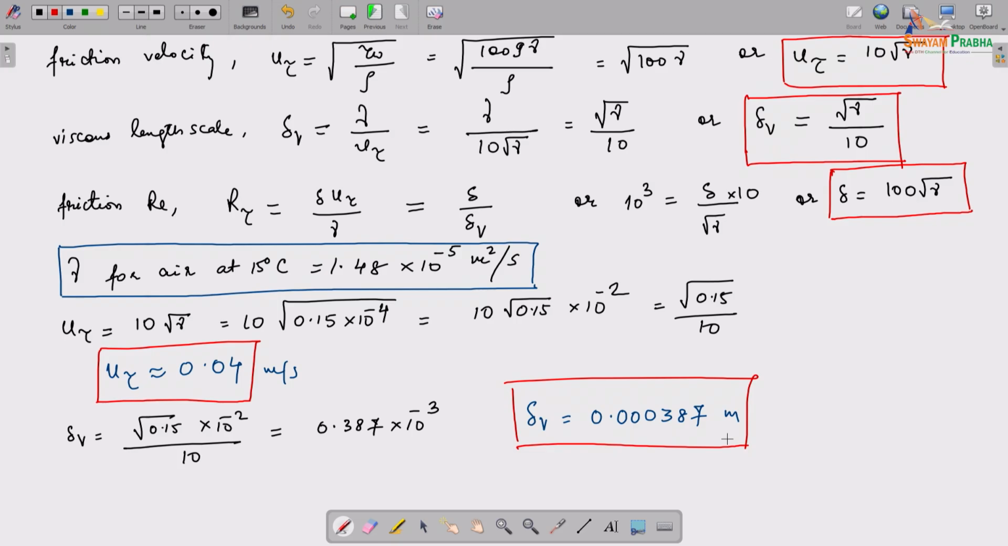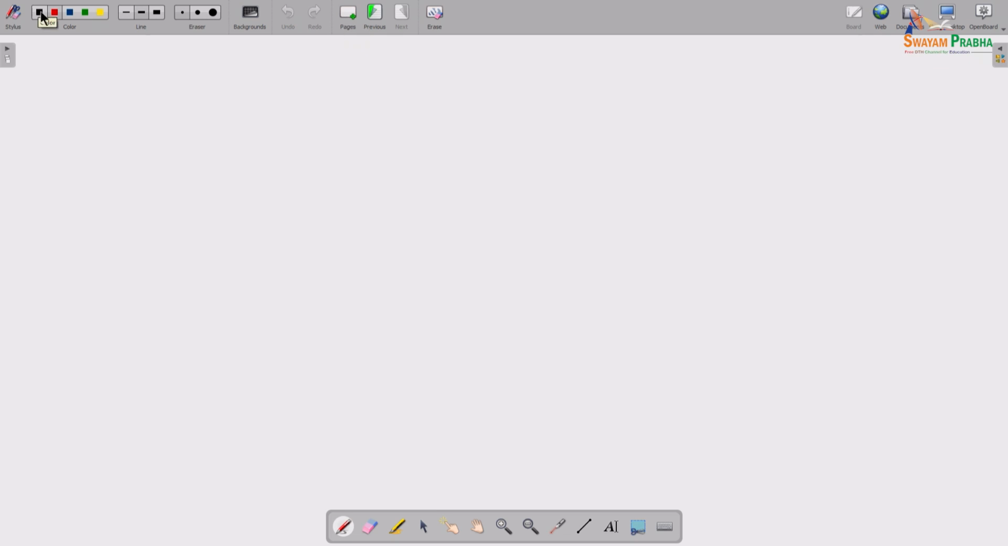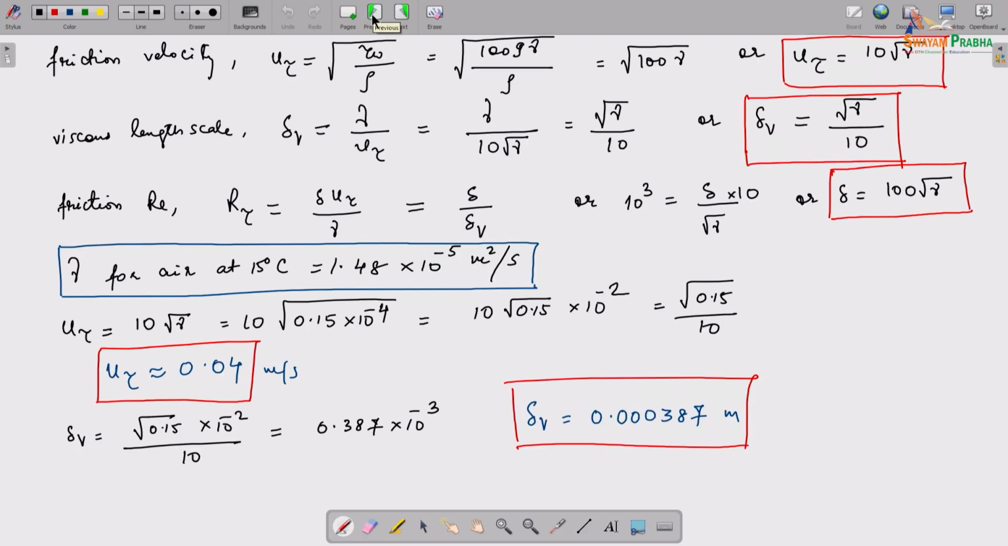Then, okay, let's go to the next page and let's do the delta and the Re tau. Okay, so let's go to the next page and let's say now delta is equal to delta by delta v. Okay, now let's do this first. Okay, so delta is equal to, okay.